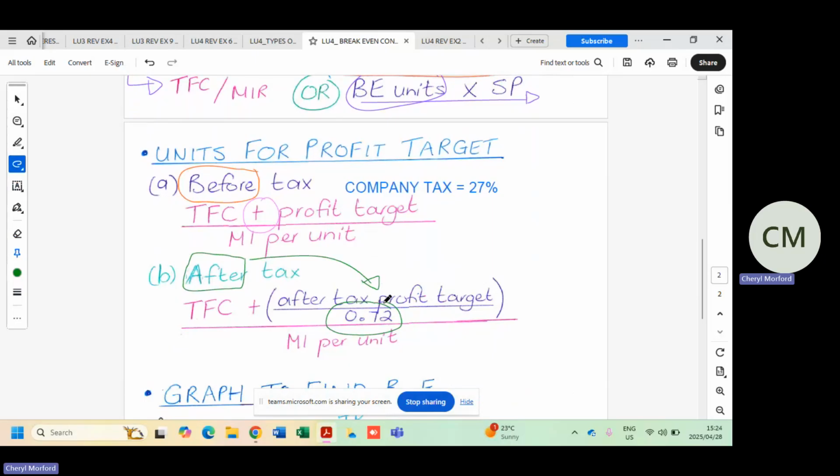For a long time, the company tax was 28%. It's now 27%. So once we've taken 27% off, how much are we left with? 73%. 73% as a decimal, 0.73. So here, where I put 0.72, please just remember to change that, should the need arise, and just use 0.73. And the rest of the calculation is the same.